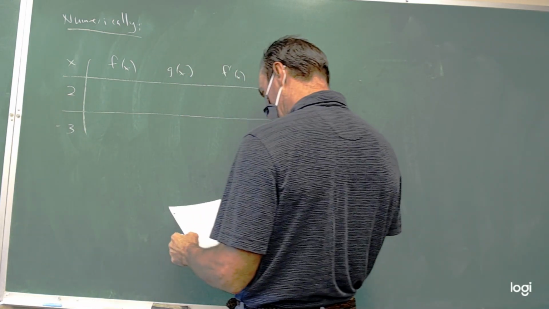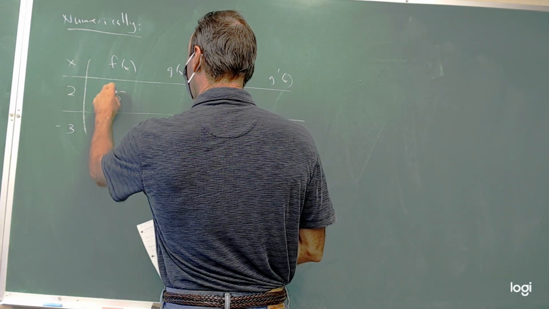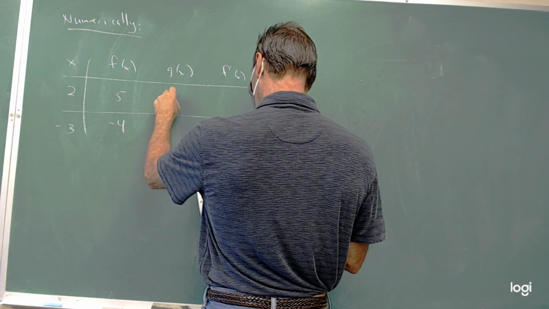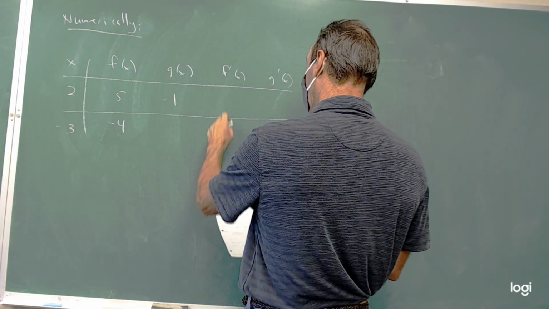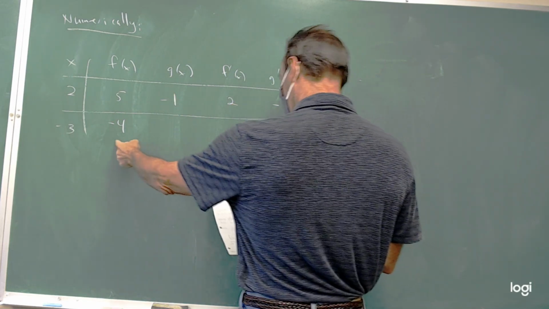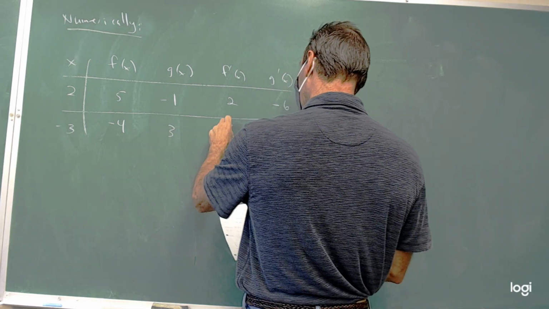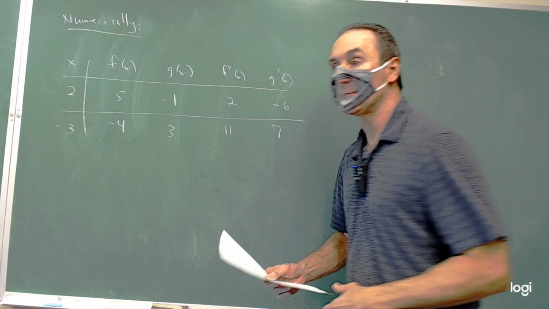And so we will get 5 and negative 4. Let me go across: 5, negative 1, 2, and negative 6. And then the bottom row, 4, 3, 11, and 7. So there's our table of values.